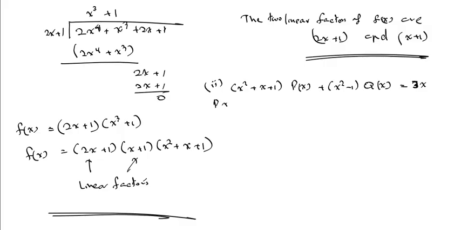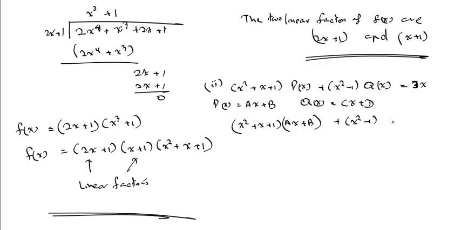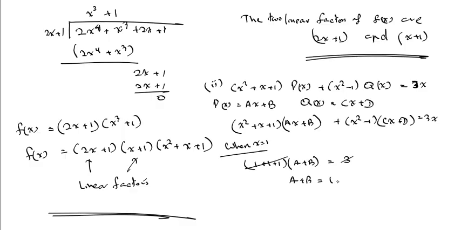We'll take p(x) as ax plus b and q(x) as cx plus d. Now your job is to find a, b, c, d. (x to the power 2 plus x plus 1)(ax plus b) plus (x squared minus 1)(cx plus d) equals 3x. When x equals 1, this will be 1 plus 1 plus 1 times (a plus b), wherever you have x put 1. x squared means 1 squared minus 1 is 0, which means this whole thing becomes 0. So 3 times 1, 3a plus 3b equals 3, so a plus b equals 1.